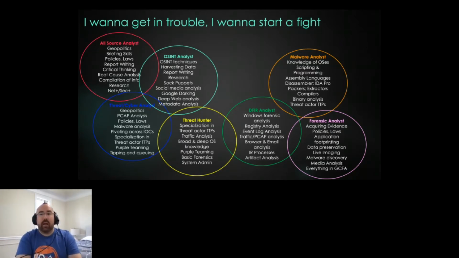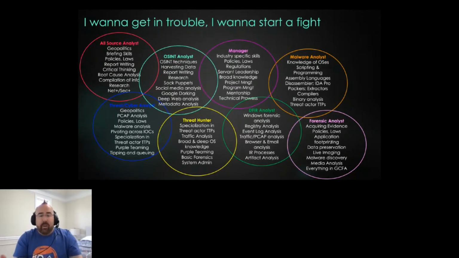Do they understand the evidentiary rules and procedures and policies for the organization that you work at? You're probably going to do some application footprinting, data preservation, live imaging, probably at least some light malware discovery, maybe malware analysis, maybe traffic analysis, PCAP analysis, right? It could really depend. And basically everything that's listed in GCFA, you would have to know to be a good forensics analyst. And then somebody has to manage teams.